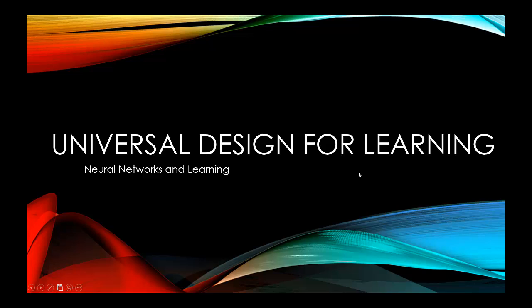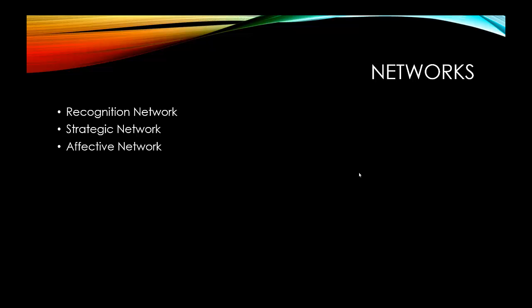Now this video covers the neural networks in the brain that we mentioned briefly during the segment on brain research and their connection to learning in the classroom. First you have to understand there are three networks in the brain. There's the recognition network, the strategic network, and the affective network.